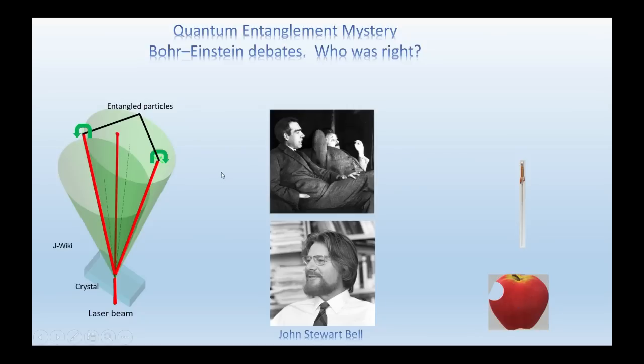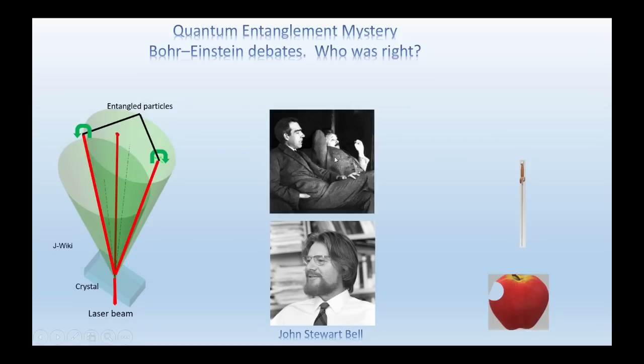A debate arose between Niels Bohr and Albert Einstein regarding this phenomenon. Bohr believed that photons do not exist as particles until the measurement takes place. They only become real at the moment of measurement. This is known as the Copenhagen interpretation.